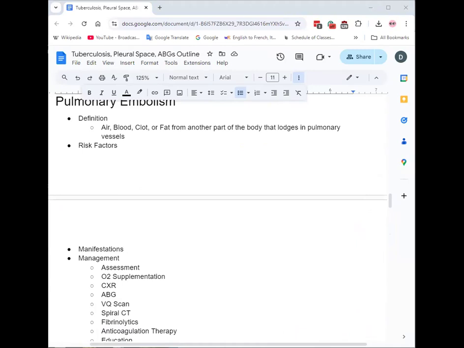Yeah, DVT is a common cause. Someone has a long bone fracture that could cause a fat embolism, that can cause a PE. Air embolism can cause a PE, but the clot, DVT, is the main one. Basically, your focus is a lot of stuff dealing with DVT, so that's why it's important to know some of that stuff there.